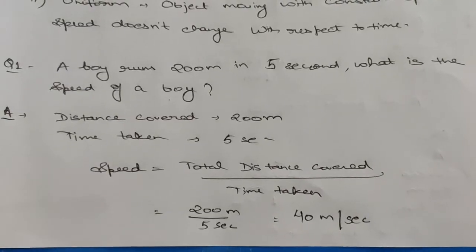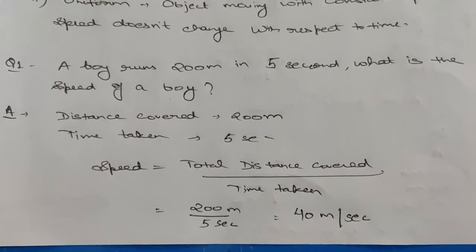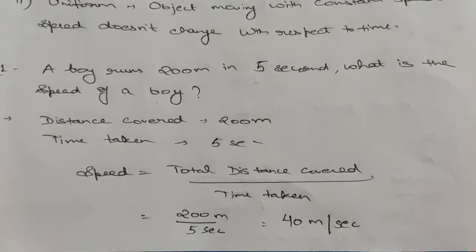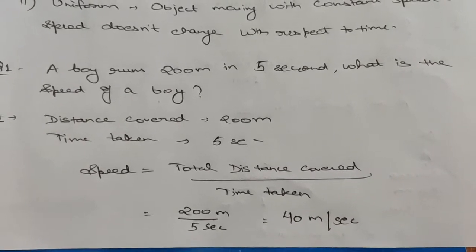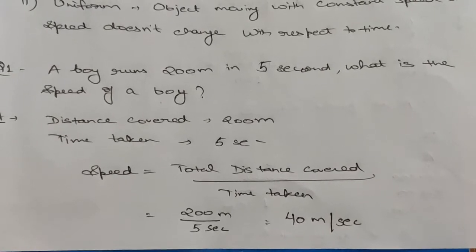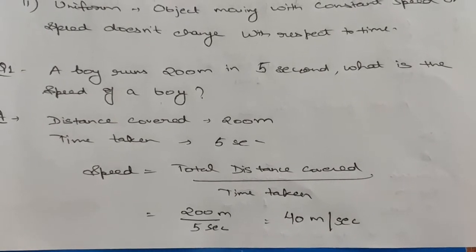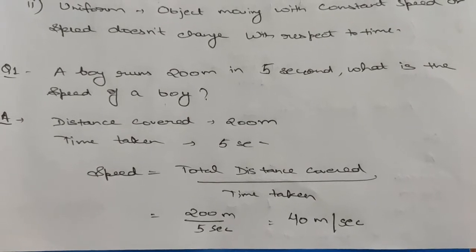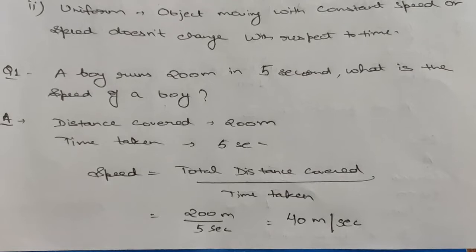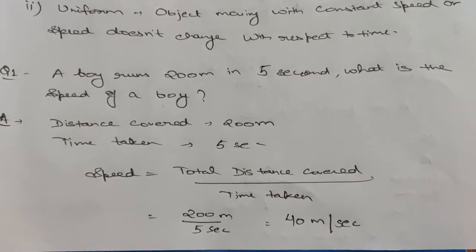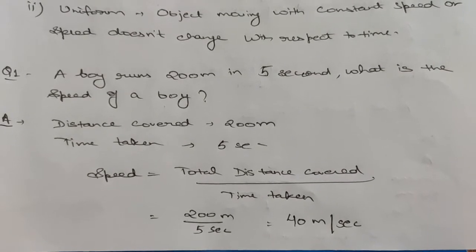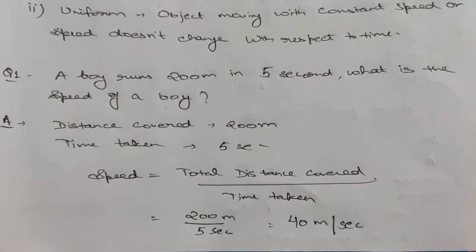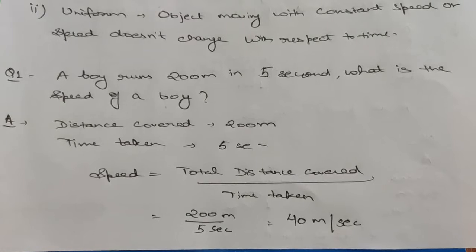So I hope you already have tried. It's a simple question just based on the formula. It says a boy runs 200 meter in 5 seconds. What is the speed? As we know, the formula of the speed is total distance covered divided by the time taken. So here the distance covered is 200 meter and the time taken is 5 seconds. Putting it in the formula of the speed, we get 200 divided by 5. The answer comes 40. And remember the unit, meter per second.